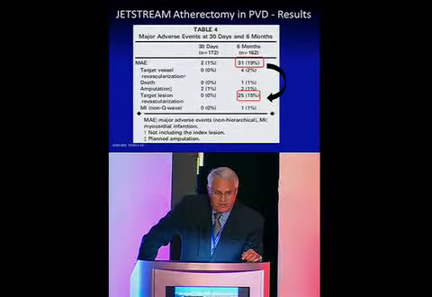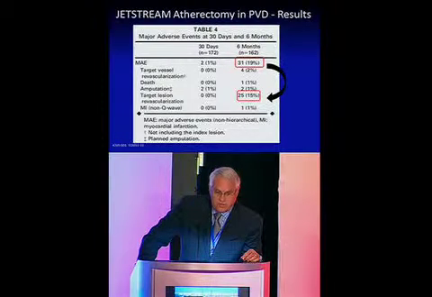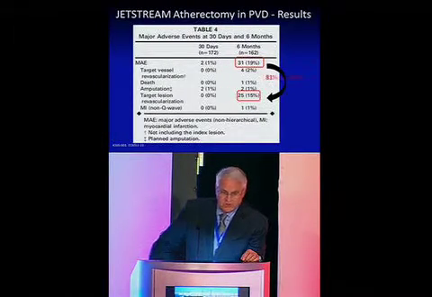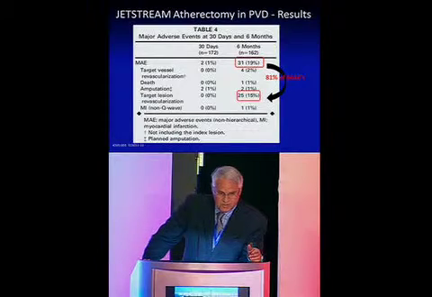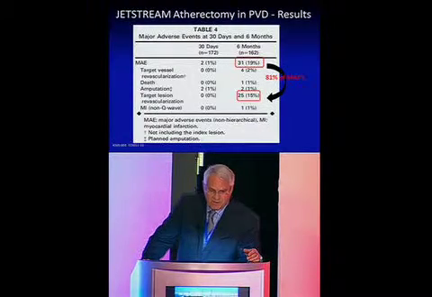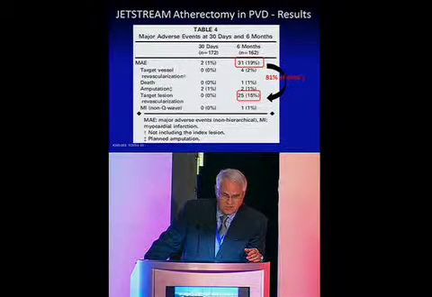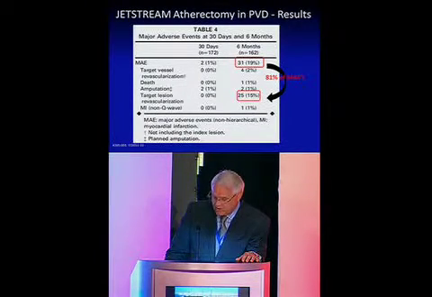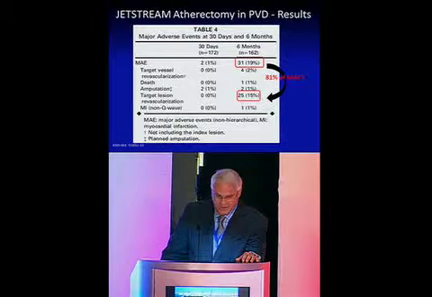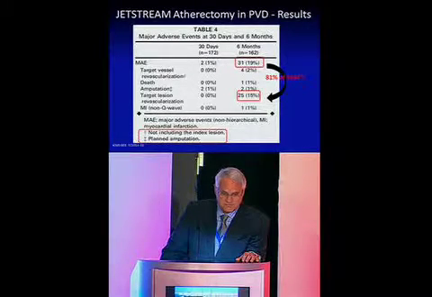At 6 months, major adverse events were observed in 19% of patients. However, the majority of these, 81%, represented target lesion revascularization, which was 15%. Death and amputation took place 1% each, and non-Q-wave or non-STEMI MI 1%.